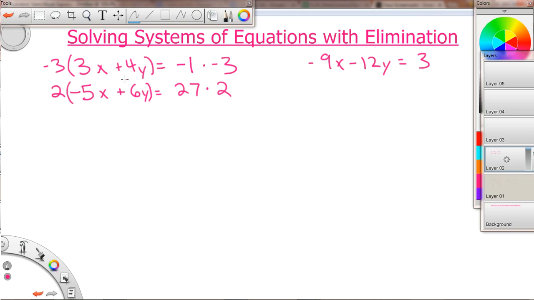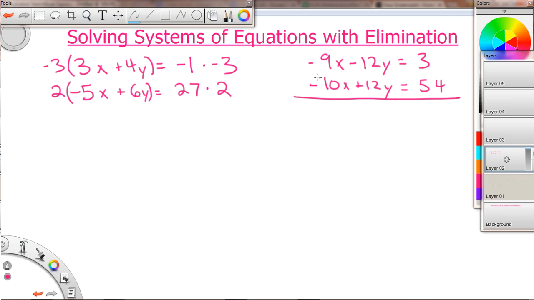Negative 10x, let's see, plus 12y, 2 times 6y, equals 27 times 2 is 54. All right, great. Now, what we accomplished there was by multiplying the top by negative 3 and the bottom by 2, I got my coefficients to be opposites of each other, negative 12 and 12. That's great. Now when I add these things together, the variable will cancel. So let's go ahead and add these two equations together.